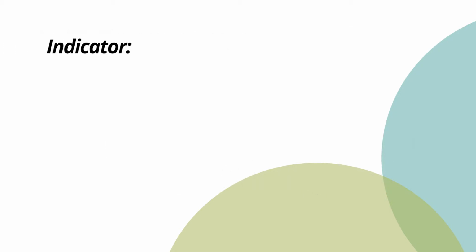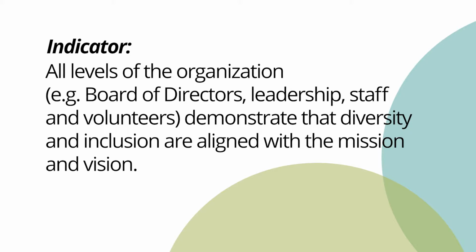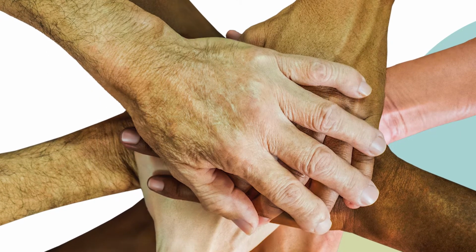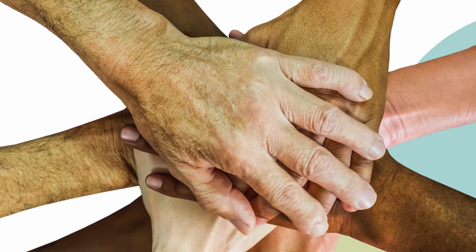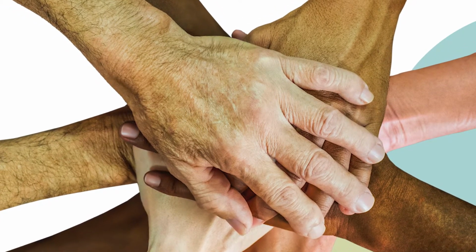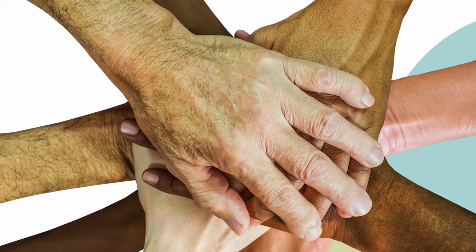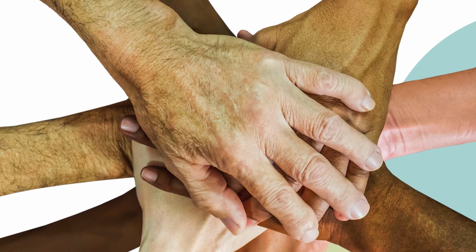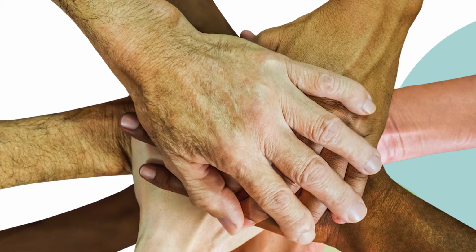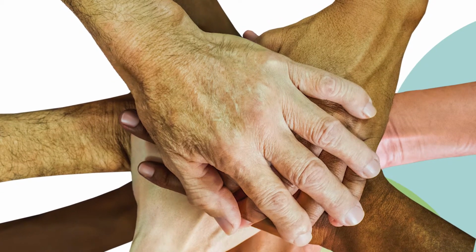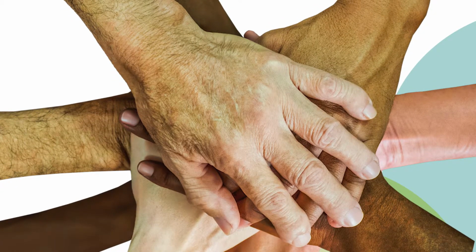Indicator: All levels of the organization, e.g. board of directors, leadership, staff, and volunteers, demonstrate that diversity and inclusion are aligned with the mission and vision. Equity and inclusion sometimes fall to one or two champions in the organization, an equity team, or department. Organizations who fully embrace equity as everyone's responsibility move forward towards inclusion in more organic ways.